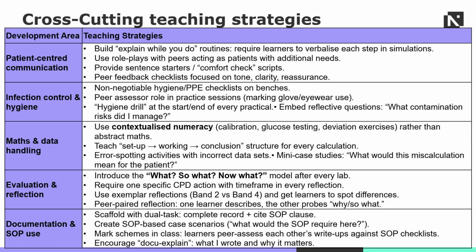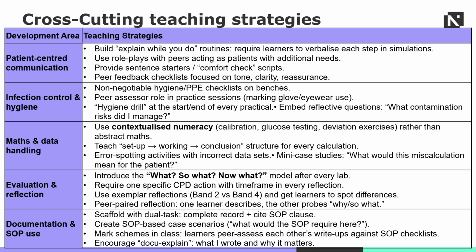Evaluation and reflection was consistently weak. Most responses were descriptive and lacked analysis of reliability or improvement. The teaching focus should be to make evaluation routine, using the simple what, so what, now what model after every lab. Require learners to write one specific CPD action with a timescale in each reflection. Show exemplar reflections at different bands so they can see what higher level analysis looks like, and build in peer-paired reflection where one learner challenges the other to go beyond description.